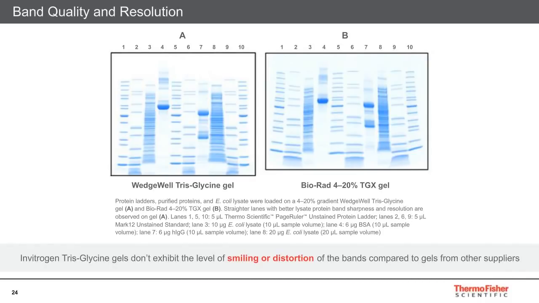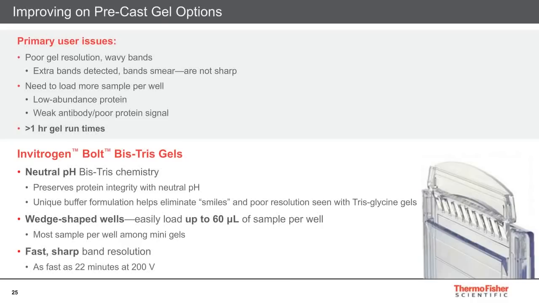This image shows that a wedge-shaped well enables loading of 60 microliters of sample with ease, which can't be achieved with regular wells that other vendors have in their precast gels. The Tris-Glycine wedge well gels have also been optimized to produce superior band quality and reproducibility. As you can see from these representative images, the Tris-Glycine wedge well gels show superior performance compared to the Bio-Rad XT gel, which exhibits smiling and band distortions.